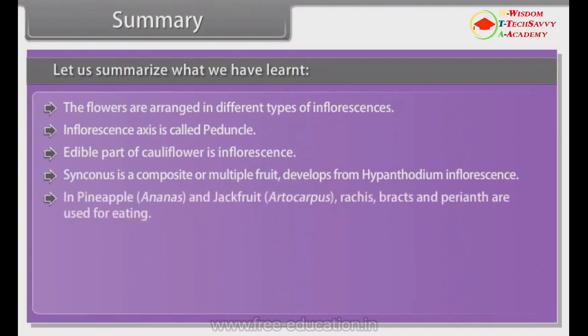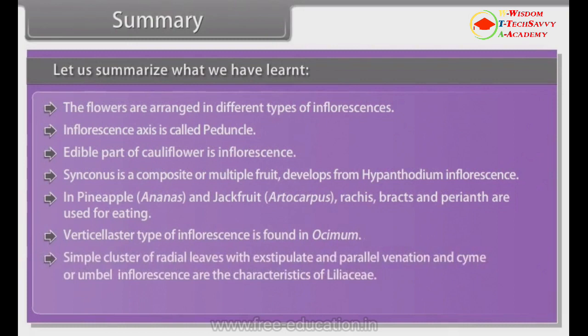In pineapple, Ananas, and jackfruit, Artocarpus, rachis, bracts, and perianth are used for eating. Verticillaster type of inflorescence is found in Ocimum. Simple cluster of radial leaves with exstipulate and parallel venation and cyme or umbel inflorescence are the characteristics of Liliaceae. In family Gramineae, inflorescence is spikelet.